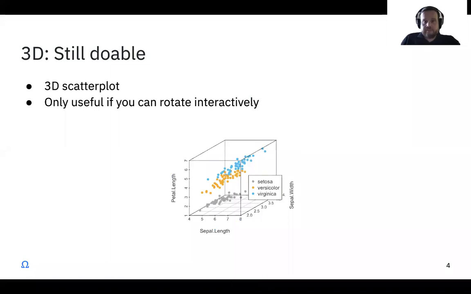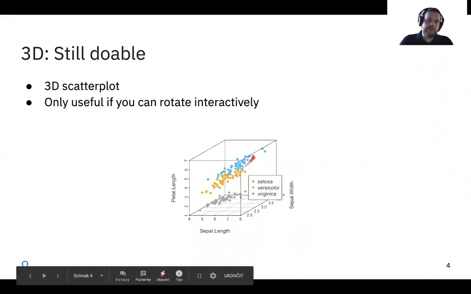Regarding 3D, as will also be no surprise, is also quite doable. You can, for instance, use a 3D scatter plot. This is again our favorite iris data set of 3 classes of iris flowers. And of course, this plot is only useful if you can rotate interactively. This is a static plot, it does convey a couple of clusters, but the static projection from 3D to 2D doesn't work that well. If we had a rotate button here, it would be way better and considered good visualization as a single plot.